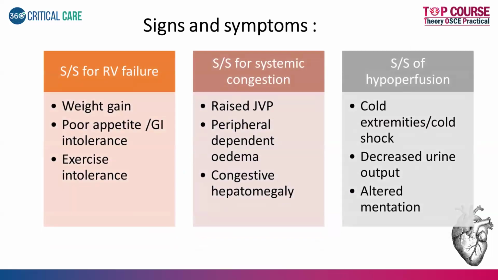The signs and symptoms of RV failure: weight gain is usually seen, poor appetite and GI intolerance because of congestion, and the patient usually has exercise intolerance. The systemic congestion is usually seen as raised JVP, which is one of the signs you see, peripheral dependent edema, and congestive hepatomegaly. The signs and symptoms of hypoperfusion are cold extremities, decreased urine output, and altered mental status. So usually it starts with trivial signs like loss of appetite and exercise intolerance. If not checked, it goes into the further stages, leading to multi-organ involvement.